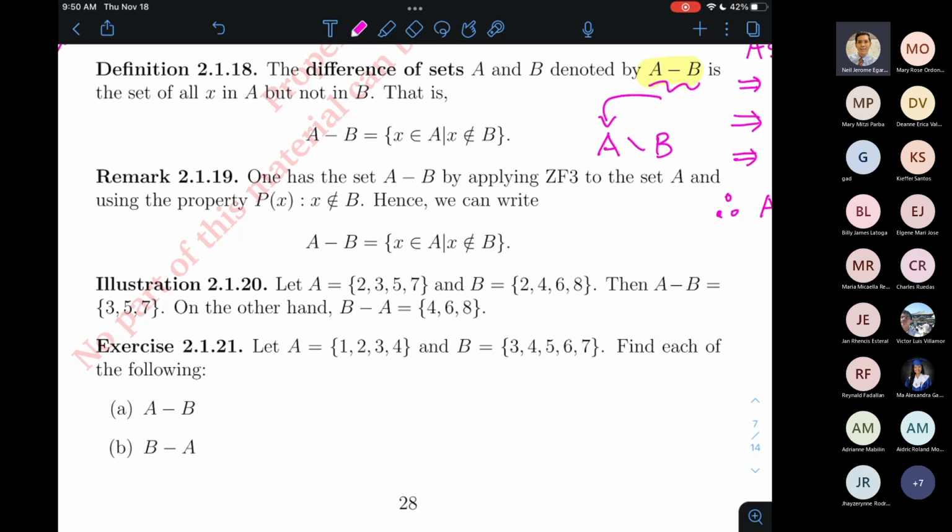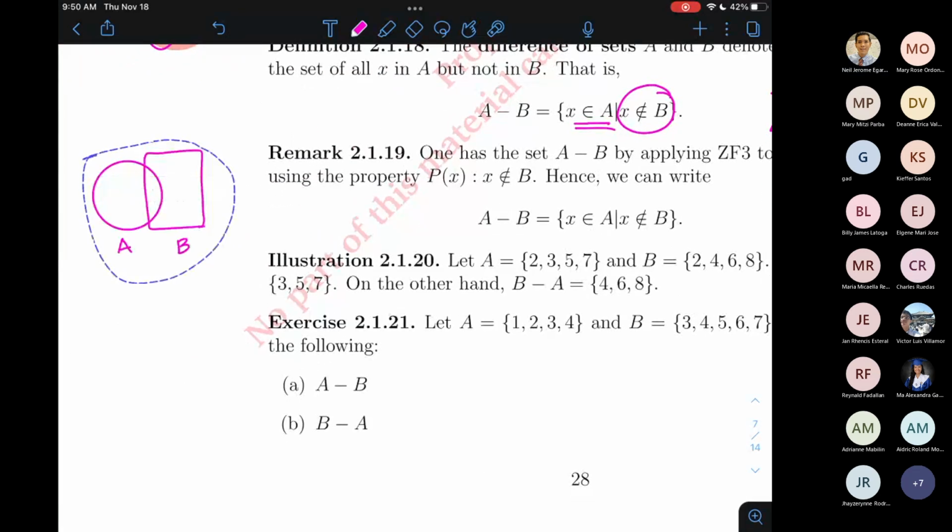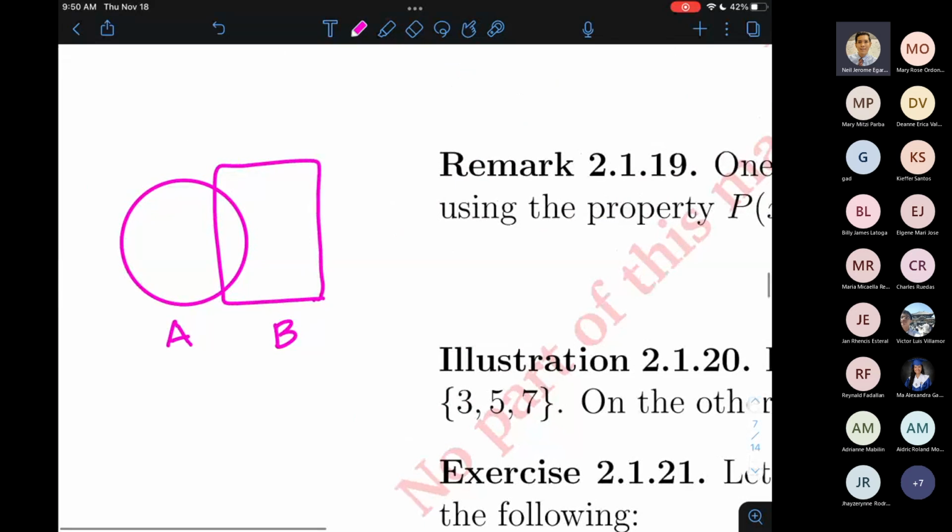Okay? A minus B is the set of all x's in A but not in B. Okay? Dapat na kay A siya muna. Tapos yung property P niya, si X dapat ay wala kay B. So ang candidates para malagay sa A minus B ay lahat ng elements ni A. Kaya lang, unti-unti nating babawasan yung mga candidates na yon by crossing out lahat na nagbe-belong kay B. Okay? So in Venn diagrams, okay. So ito yung mga elements ni A.